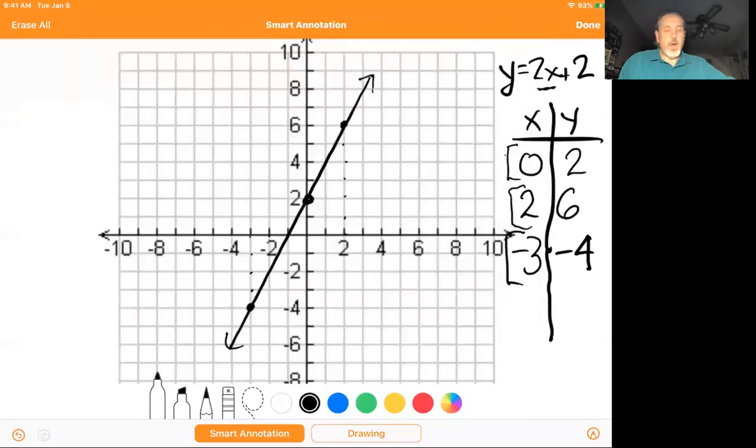That is the picture graph. Basically, graphing a line is drawing a picture of the equation. That's exactly what graphing is. And that's the picture of the equation y equals 2x plus 2. All right?